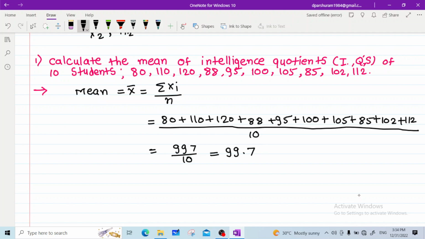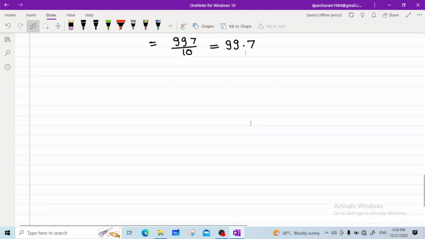In your textbook, the example has some printing mistake, so check this. Then we solve the second example.